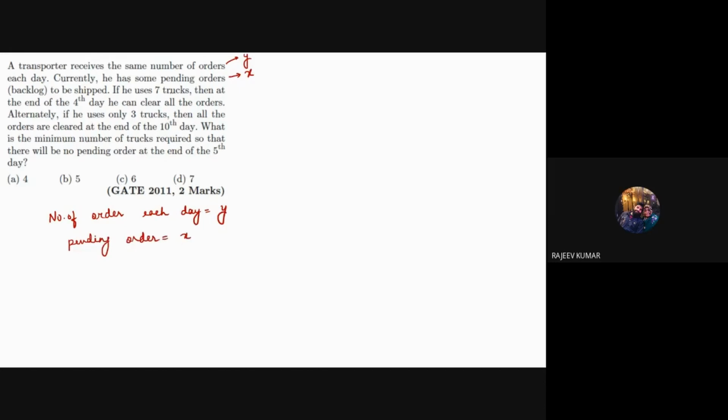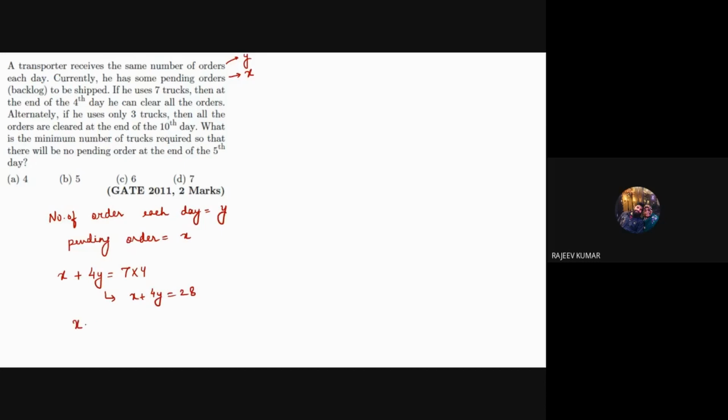Now if he uses 7 trucks for 4 days, he can clear all these things. All these things means X, the pending order, plus the orders he receives by the end of the 4th day. So for 4 days, that is 4Y. That he can complete if he uses 7 trucks for 4 days. So basically the equation will turn out to be X + 4Y = 28.